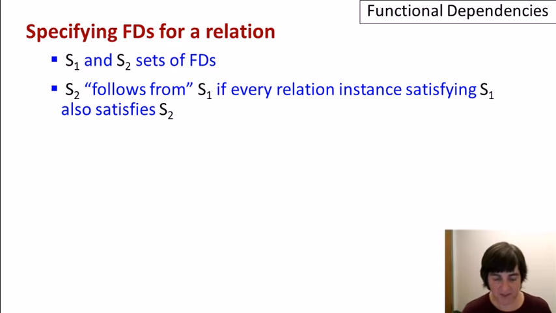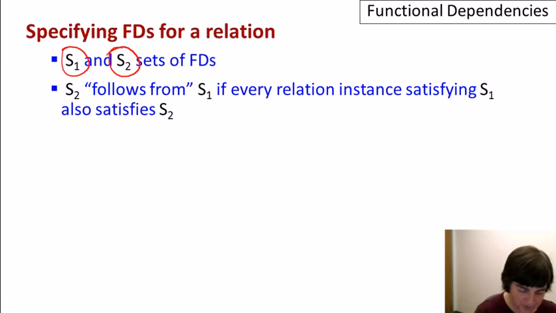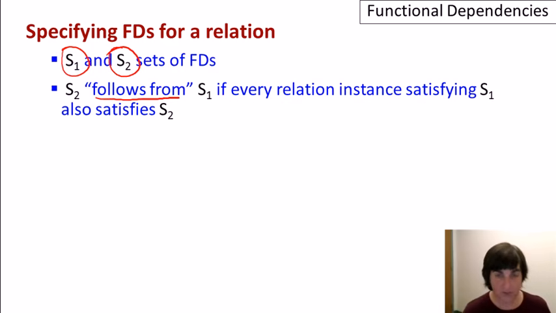Finally, let's talk about how we specify the set of functional dependencies for a relation. First, I'll define a notion of one set of functional dependencies following from another one. So let's suppose we have a relation R, and we have 2 sets of functional dependencies that aren't identical, S1 and S2. We say that S2 follows from S1 if every relation instance satisfying S1 also satisfies S2.